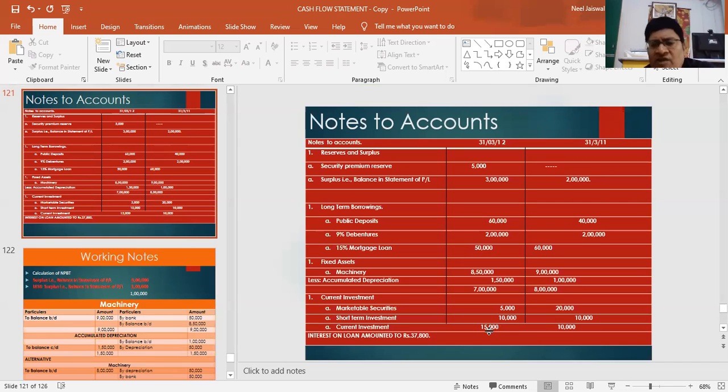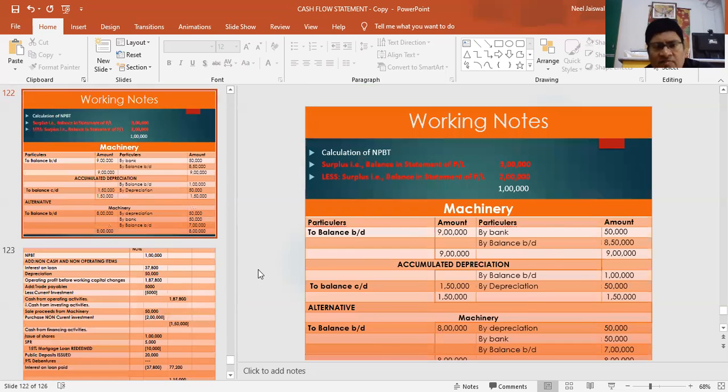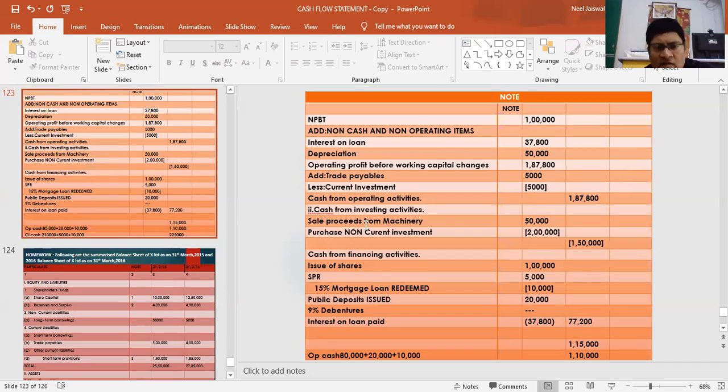Always we have to subtract. Whenever an asset increases, we need to subtract. Whenever a liability increases, we need to add. Remember, students. So current investment 5,000, we need to subtract. So we are subtracting 5,000, the increase in current investment. So we have subtracted 5,000.